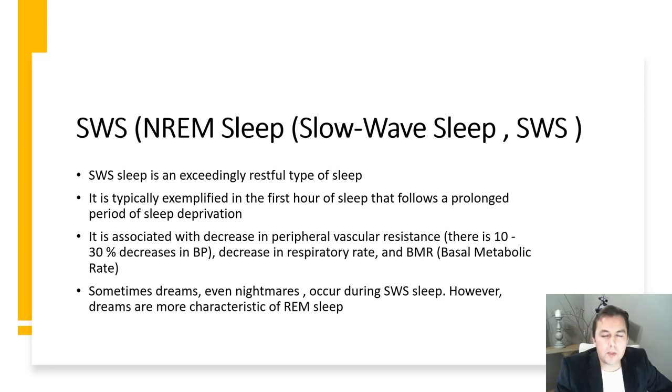So slow wave sleep is an exceedingly restful type of sleep. It is associated with a decrease in peripheral vascular resistance. There's a noted 10-30% decrease in blood pressure, a decrease in respiratory rate, as well as basal metabolic rate. Sometimes it can be associated with dreams and nightmares, but is more characteristic of REM sleep though. It has been noted that people usually do not have recollection of their dreams when they're woken up during this stage of sleep, as opposed to REM awakenings.